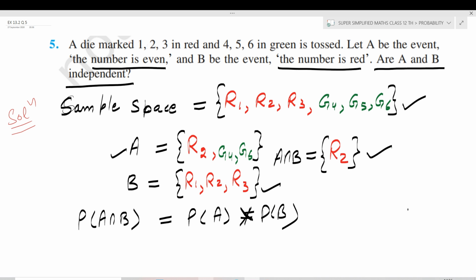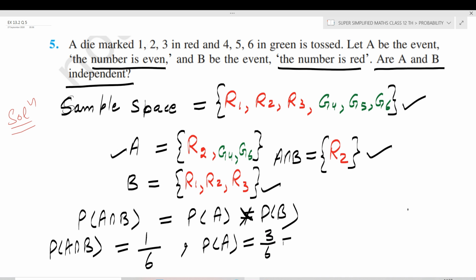A intersection B means that for these two sets A and B, we write the common elements, and there is only one common element, which is R2. Now we find the probability of A intersection B. Since A intersection B is a set containing only one element out of the total 6 elements of the sample space, we then write probability of A. Probability of A means the number of elements in A, which are 3, upon 6, which comes out to be 1 by 2. Then we write probability of B. B contains 3 elements upon total 6, which is also 1 by 2.